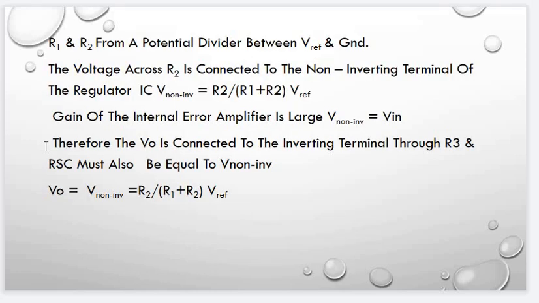R1 and R2 form a potential divider between V reference and ground. The voltage across R2 is connected to the non-inverting terminal of the regulator. In the integrated circuit, the non-inverting voltage is equal to R2 divided by R1 plus R2 into V reference. The gain of the internal error amplifier is large, so the voltage at the inverting terminal, connected to the output through R3 and R SC, must also be equal to the voltage at the non-inverting terminal. The output voltage is equal to R2 divided by R1 plus R2 into V reference.